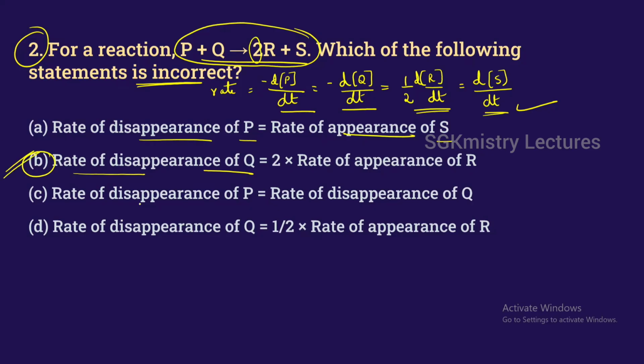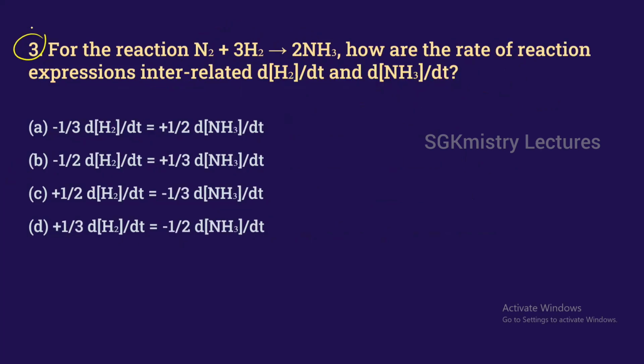You can check the other options. Rate of disappearance of P is equal to rate of appearance of Q. Yes, these two are equal. Rate of disappearance of Q is equal to half into rate of appearance of R. Yes, that is also correct. So we need to identify the incorrect statement. So option B is the right answer. Next, question number 3.